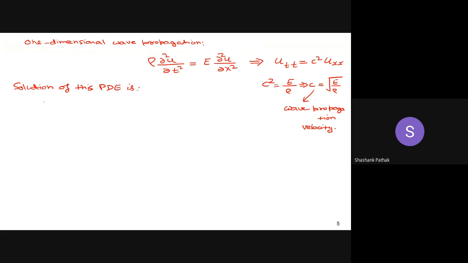So can someone tell me, if someone has already studied partial differential equations, what can be the general solution of this kind of equation? Any idea?